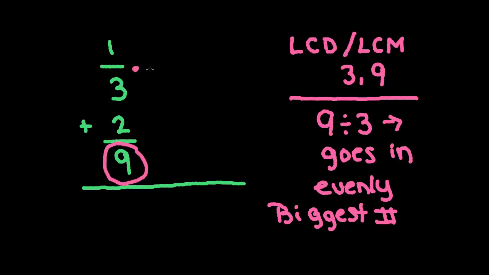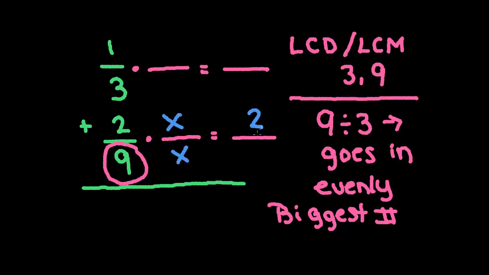Then I recommend setting things up where we have two fractions that we're going to change. Now this one actually doesn't need to be changed, so we can just put x's here, and it's going to stay 2/9 because his denominator is already the denominator we're looking for. But this one has a 3, and we need to change his denominator to be a 9.